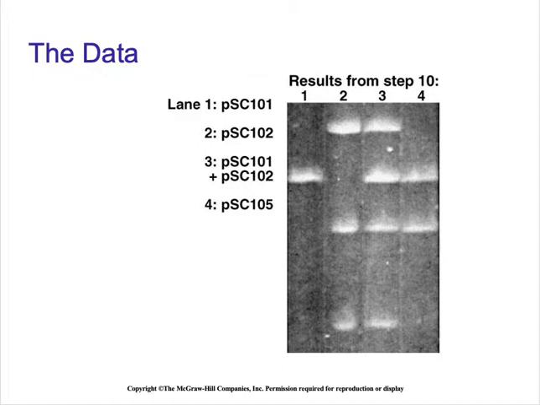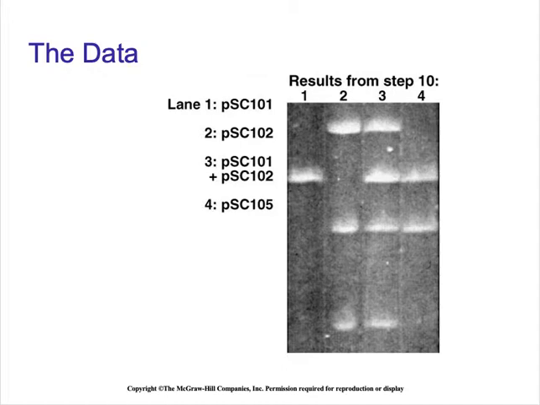If you take those two pieces of DNA, mix them together, and then cut them with EcoR1, you'd get four pieces of DNA of specific sizes. So if you look in lane 3, you can tell where all those pieces of DNA came from, right? You can pick out the PSC101 plasmid from PSC102.